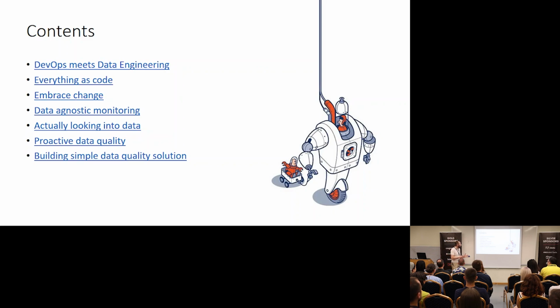separate concepts. So we will talk about how we apply DevOps best practices to data engineering, how we can have everything as a configuration, as code, everything as code, and what are the benefits of doing that, how to deal with change management in data engineering, and after these preparatory stages, what are the other stages, such as data monitoring, data quality, data observability. I will also show a very simple, very basic data quality solution.